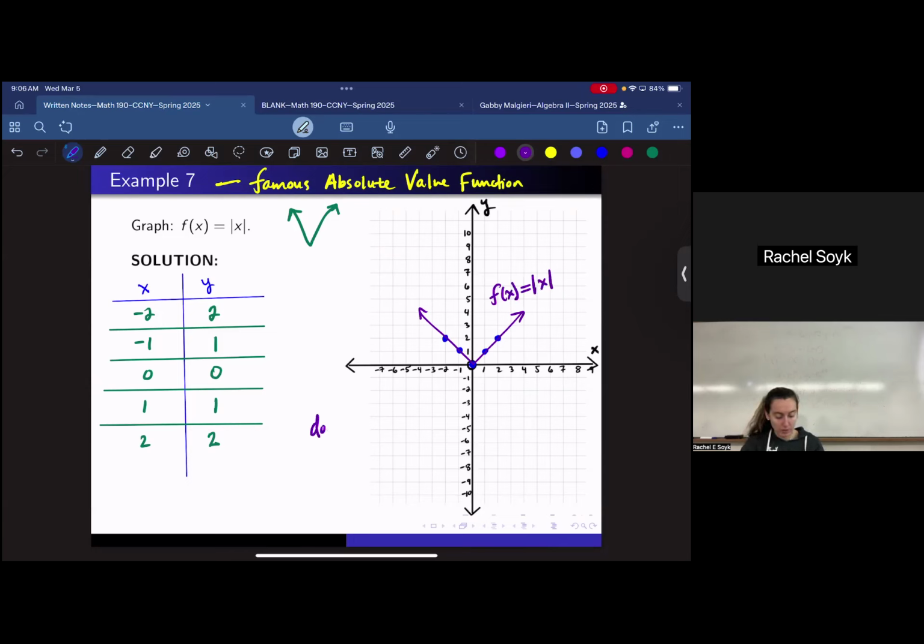Our domain. We have no restrictions, so we have all real numbers here. Our range. We can't have any negative y values, but we can have 0, so we include 0 all the way up to positive infinity.